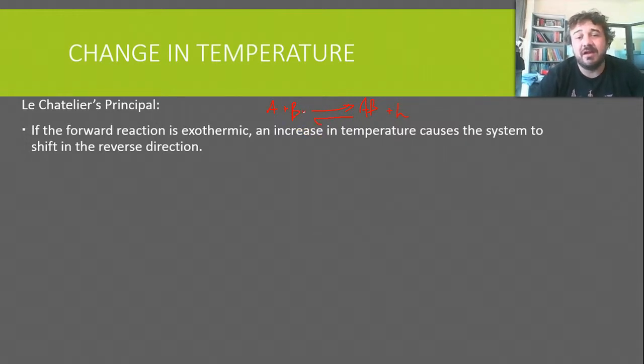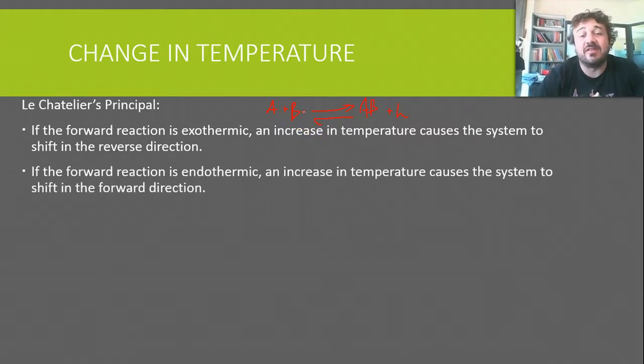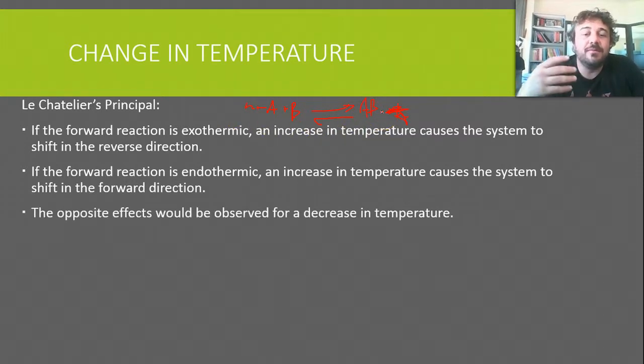Okay, if the forward reaction is endothermic, basically an increase in temperature causes the system to shift in this direction. So if it's actually A plus B plus heat gives AB, we add more heat, it will cause it to shift along this way. So if we take the temperature away, the opposite's also true. So just remember what happens if we increase temperature for both an exothermic and endothermic, and you can apply it backwards. So let's apply this to CO2.